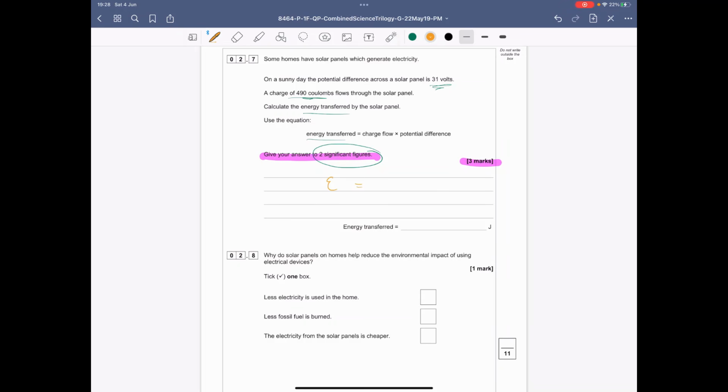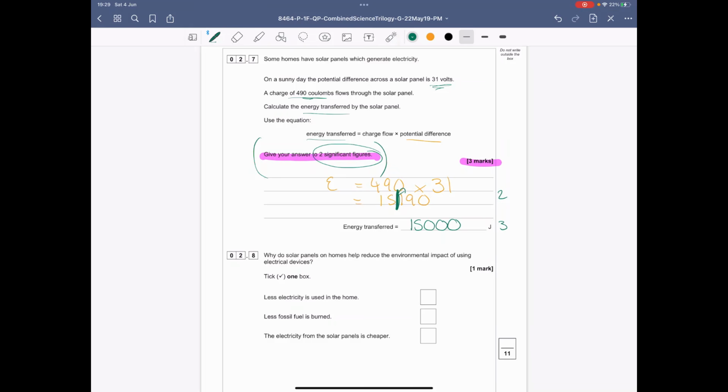So our energy transferred is our charge. Now charge is measured in coulombs, so it's 490 times by the potential difference, which is 31. So 490 times 31 gives you 15,190. Now this has asked for it to two significant figures. So if you draw your line after two figures, we can see that the next number is a 1. Because it is a 1, we round down, so therefore we would just change it to 15,000. If you put 15,190, you would get 2 marks, but if you put 15,000, you'd get 3 marks because you did this extra step of putting it to two significant figures.